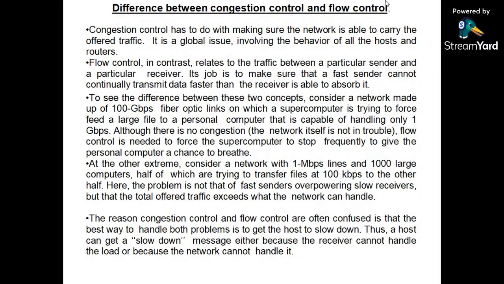To see the difference, consider a network made up of 200 Gbps fiber optic links, where a supercomputer is trying to force feed a large file to a personal computer that is capable of handling only 1 Gbps. There is no congestion, but flow control is needed to force the supercomputer to stop frequently to let the personal computer breathe.